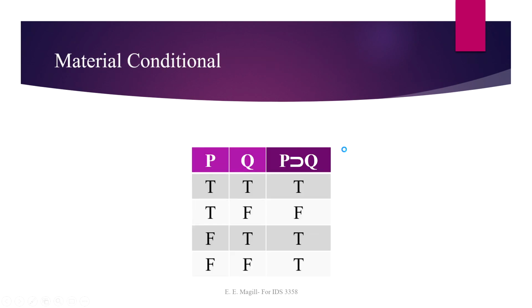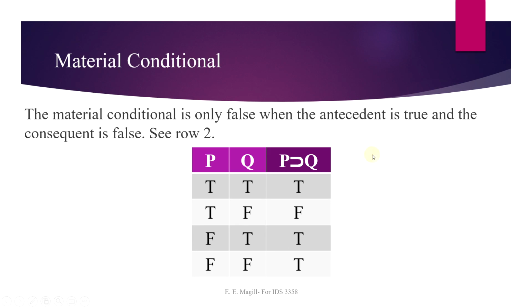So here's the truth table for the material conditional. This one usually seems to be the hardest for students to remember. The trick is material conditionals are only false when the antecedent is true and the consequent is false, as you can see in row 2. The best way I can figure out to explain it is that only the second row of the truth table disproves the conditional claim. Take the example, if it's raining, then the ground is wet.